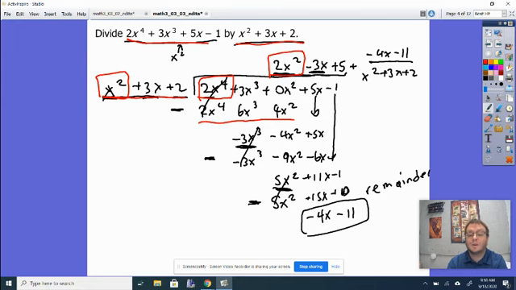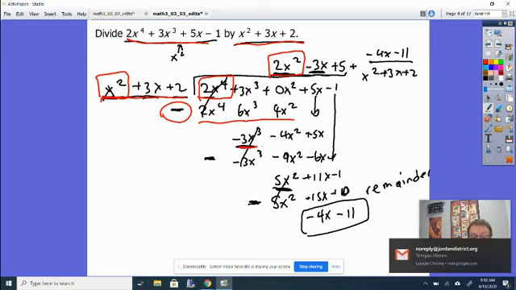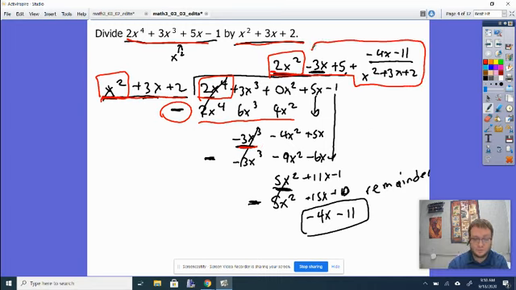Once I do that, I subtract. And then I just rinse and repeat. How do I get from x squared to negative 3x squared cubed? Pull down, multiply, rinse and repeat over and over and over again. And then here is my answer. Okay, again, on this last step, whatever your remainder is, you're always going to take it and put it over what you started with.